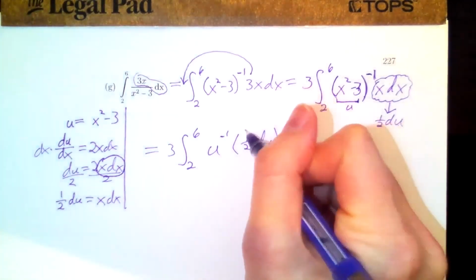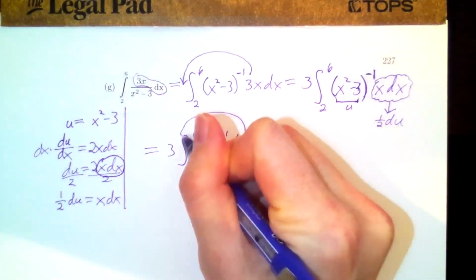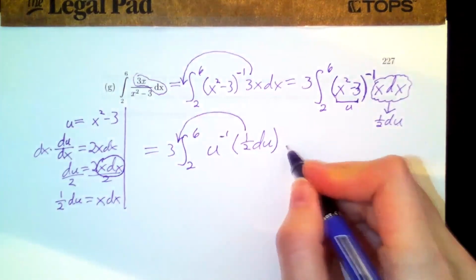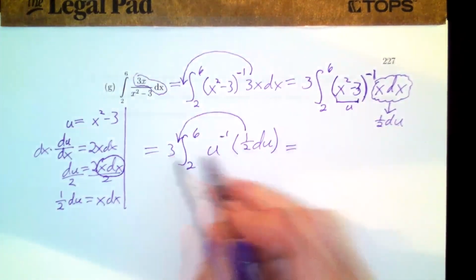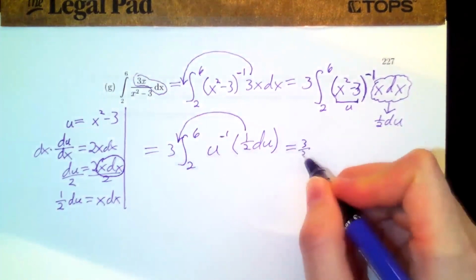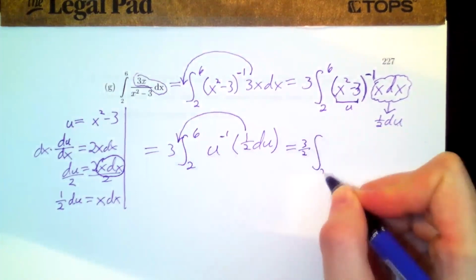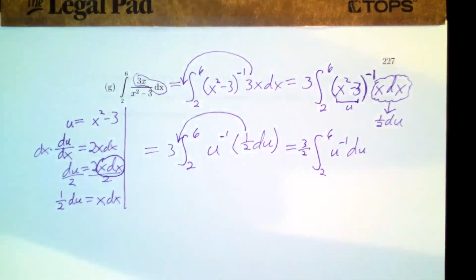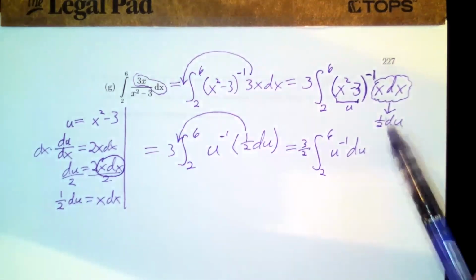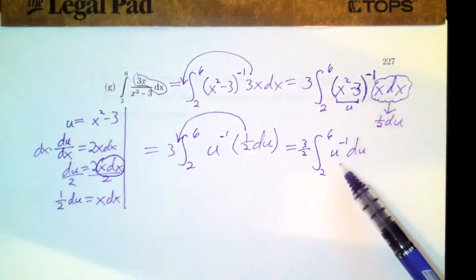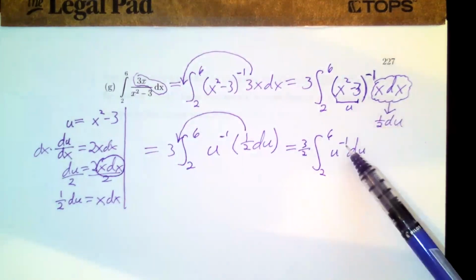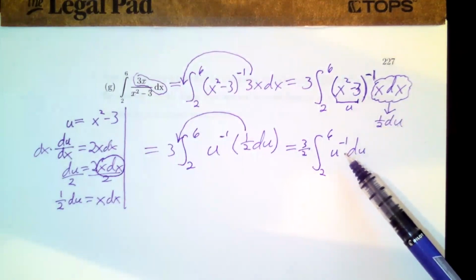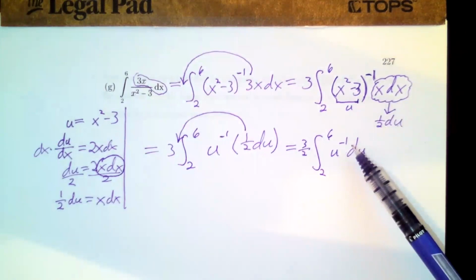Let's take this 1/2, now that it's in here, and move it to the front of my integral. That becomes 3 times 1/2, which is 3/2, integral 2 to 6 of u to the negative 1 du. Now I haven't actually integrated yet. What I did was I swapped out the parts of my integral to make it more identifiable. U to the negative 1, I know what the antiderivative of x to the negative 1 is. It's ln of x. The antiderivative of u to the negative 1 is ln of u.